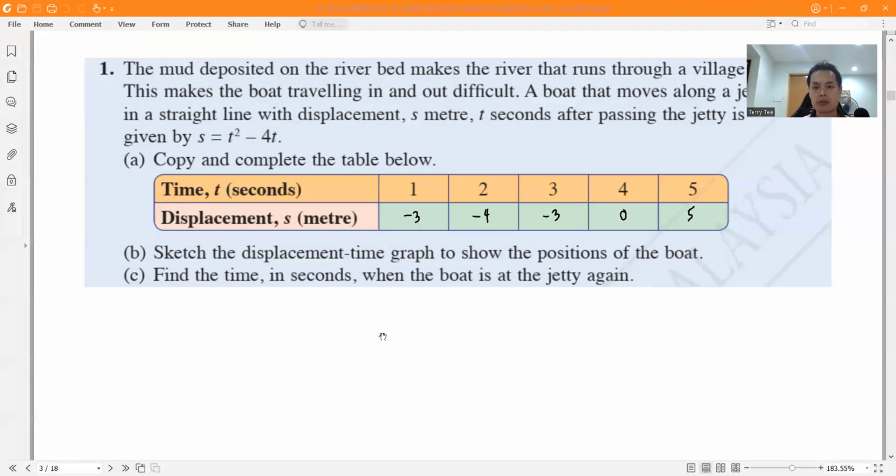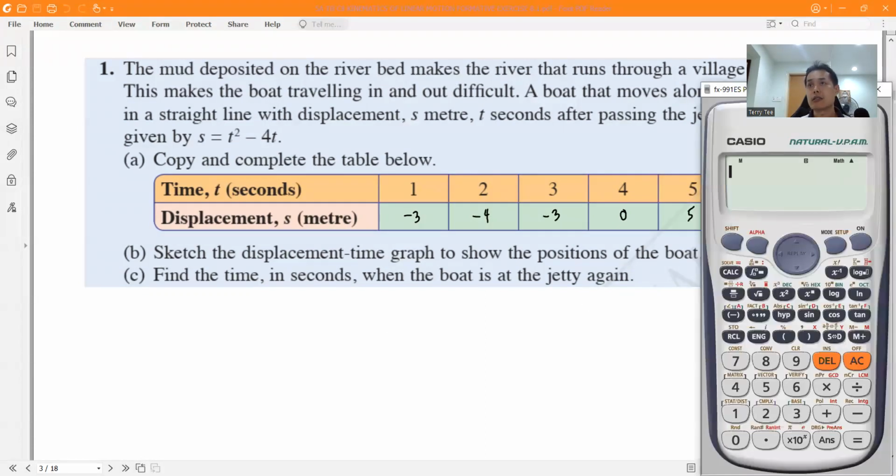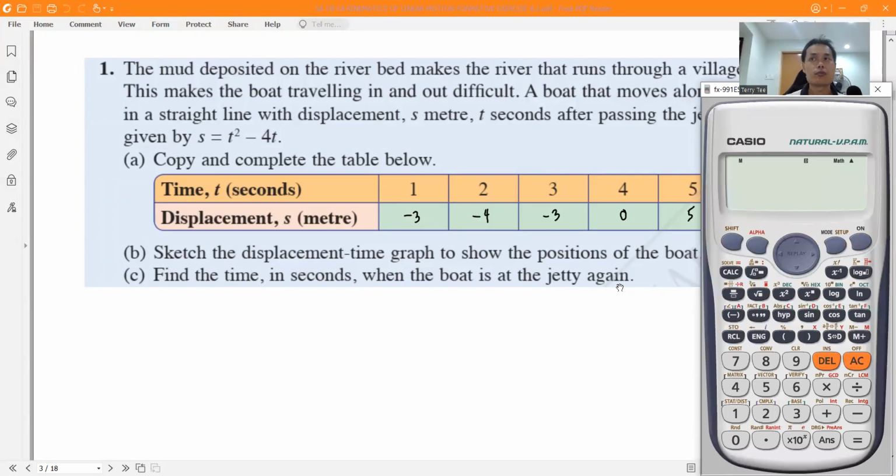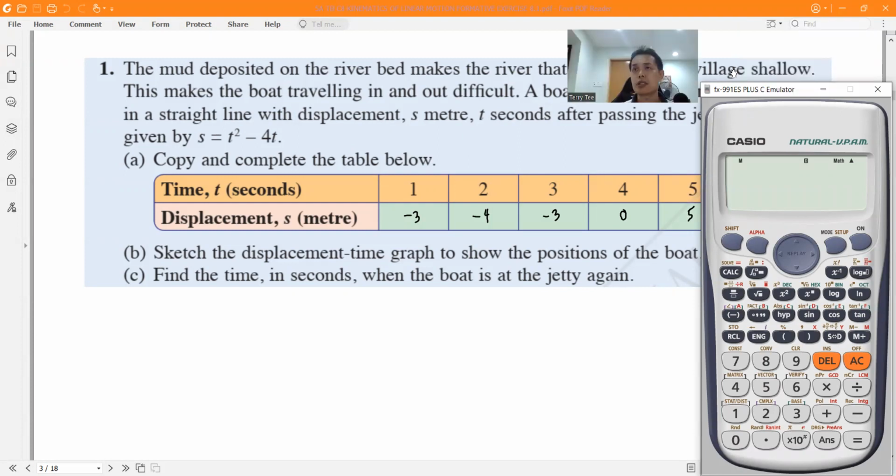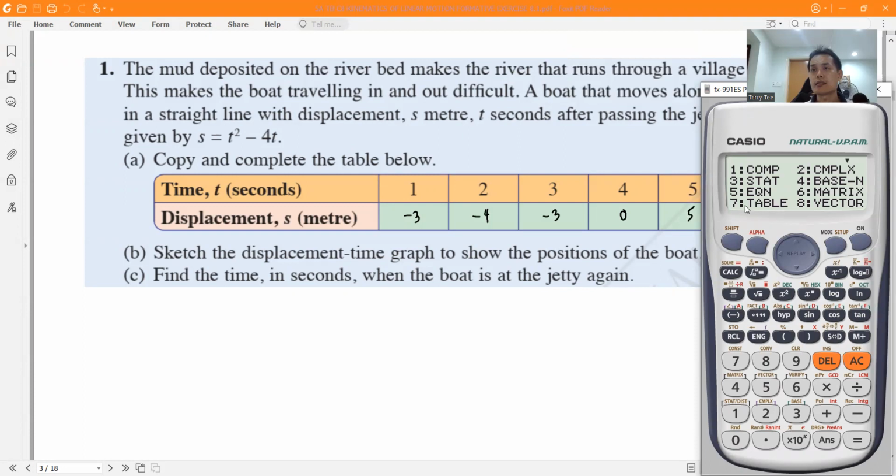You can also use your calculator. Now I'm going to show you how. Depending on what model you're using, if you're using this 570 ES Plus, we can use mode 7 for table. You can key in the function, f(x) equals x squared minus 4x. Use the alpha x button, then square it, that's x squared. Then minus 4 alpha x. And then you press equals. Ignore the second function, you just press equals.